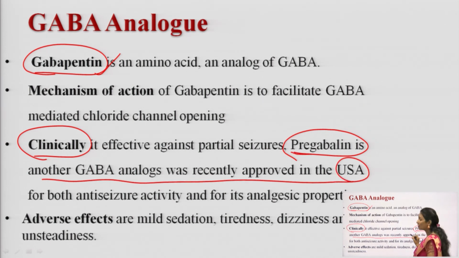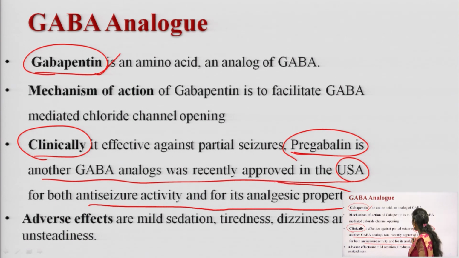Pregabalin is another drug used as a GABA analog, and it is very much used in the USA, and its acceptance has also increased a lot. It is used for anti-seizure activity and for analgesic properties. And what are the major adverse drug reactions of gabapentin and the GABA analogues? It can cause dizziness, unsteadiness, mild sedation, and tightness of the body. So, these are the adverse drug reactions you can observe here.